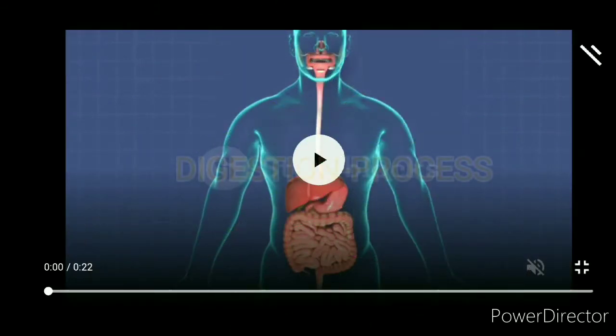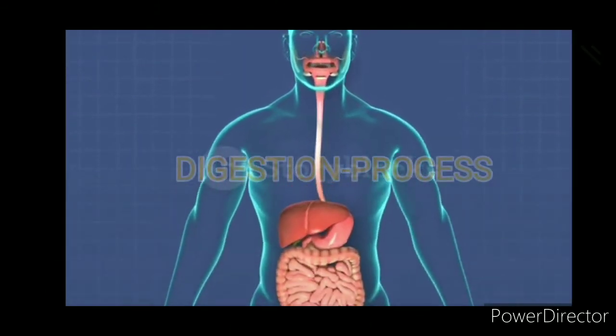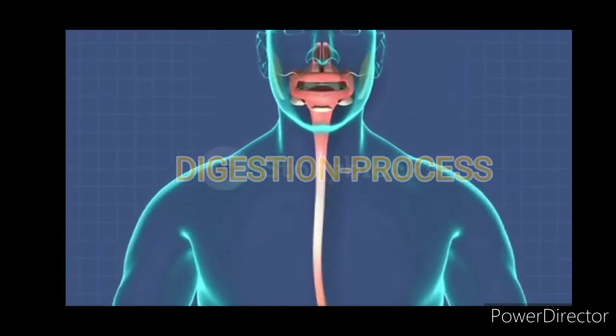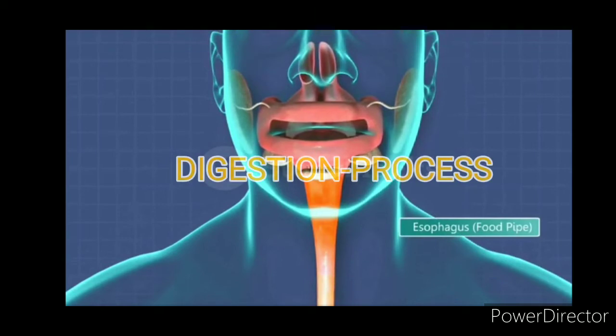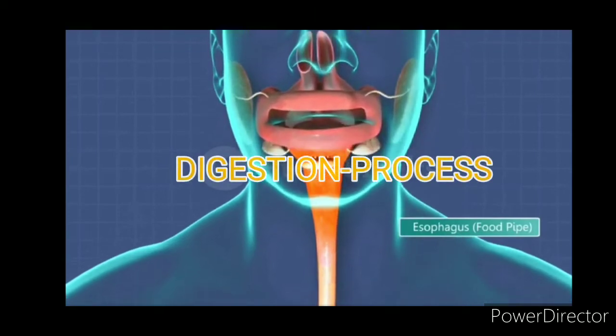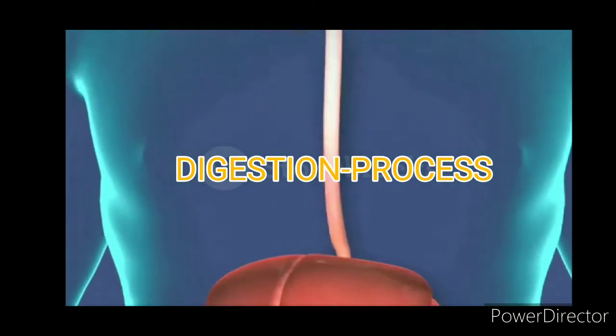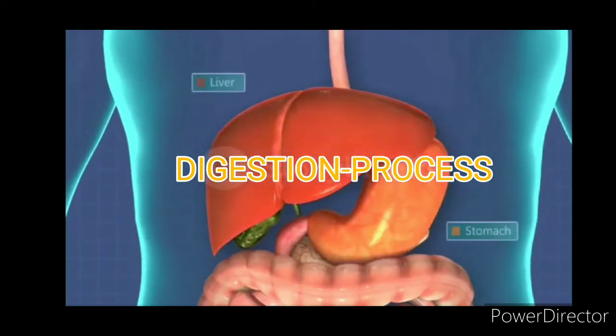We are going to understand about the process of digestion. Now, as I have already mentioned, there are several parts and organs of the digestive system, but without proper cooperation and coordination of different organs, digestion of food is not possible. So how these things take place, we are going to explain today.